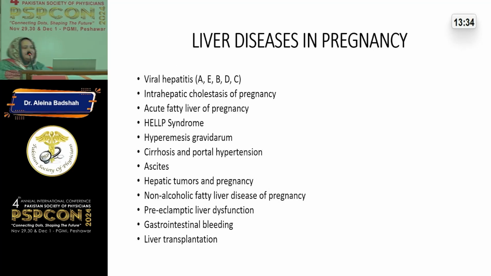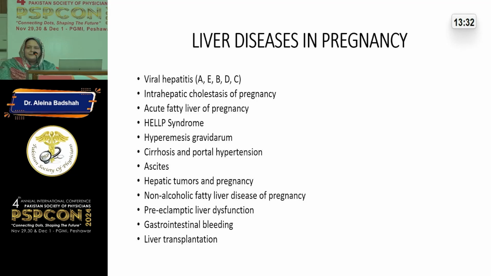Now there are many diseases that occur in pregnancy. Some of them are specific for pregnancy, and then there are some other diseases that occur outside pregnancy as well, but they have different implications when they occur in the pregnant female. So I'll be discussing all of them, but not the huge list that you can see over here. So we've got viral hepatitis that occurs outside pregnancy as well, but if it occurs in a pregnant patient, be that hepatitis A, E, B, D, or C, it is going to give different implications, and the list goes on.